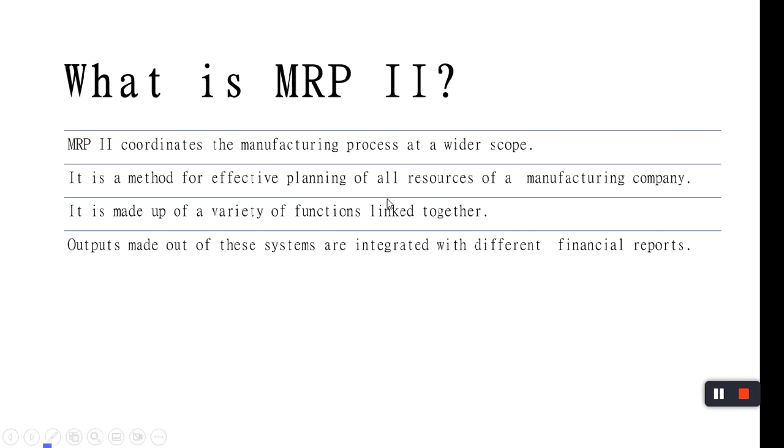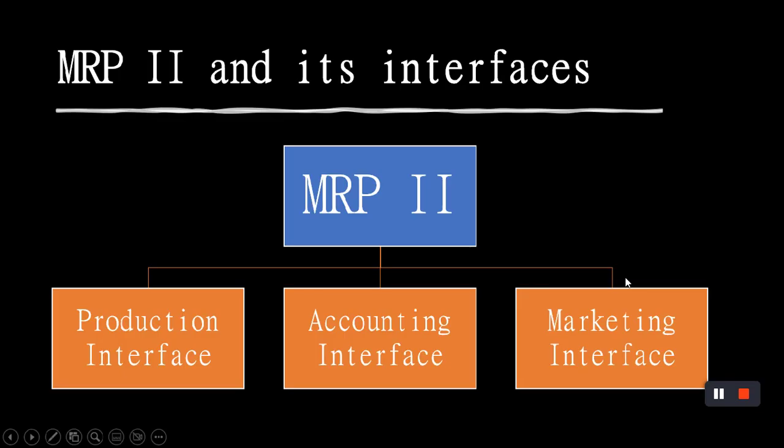So it is a method for effective planning of all resources of a manufacturing company. Again, all resources, because it does not only focus on the materials but looks at other resources as well. It is made up of a variety of functions that are linked together. Outputs made out of these systems are integrated with different financial reports. So MRP II has three major interfaces. We have the production interface, the accounting interface, and the marketing interface.